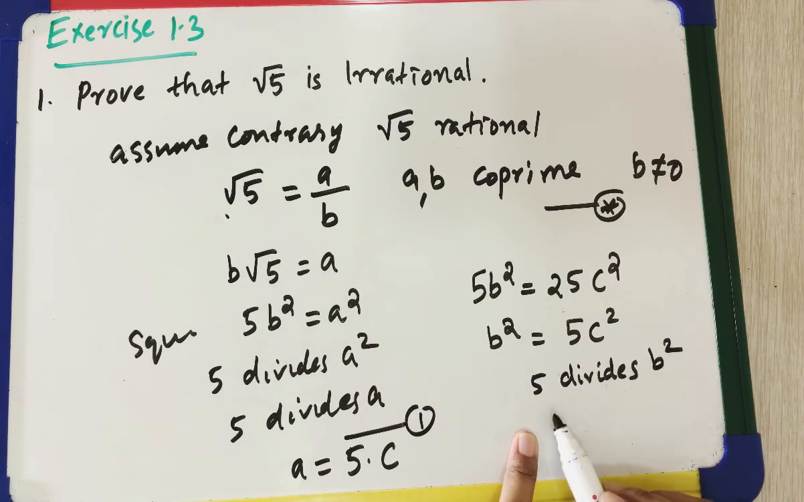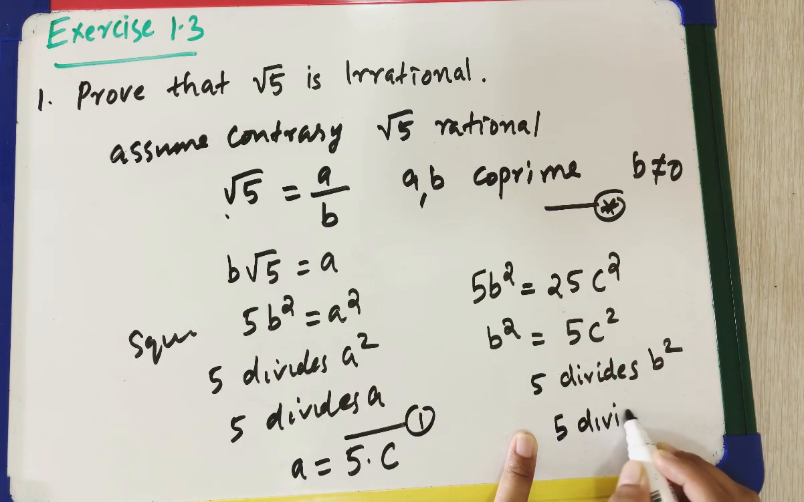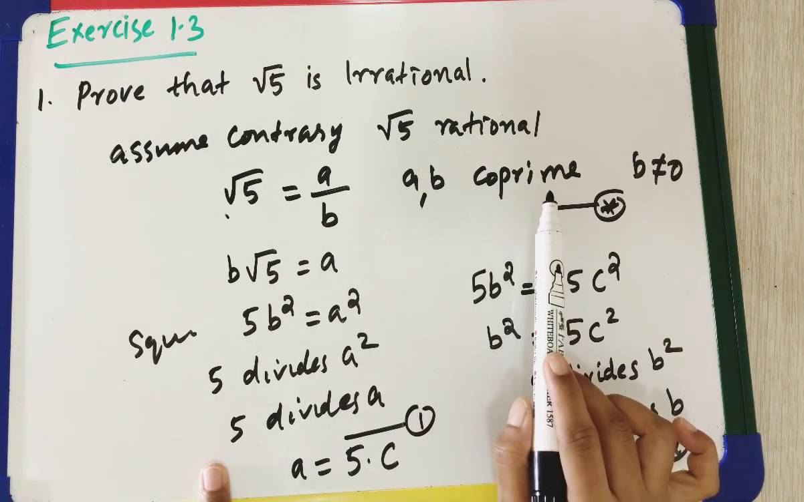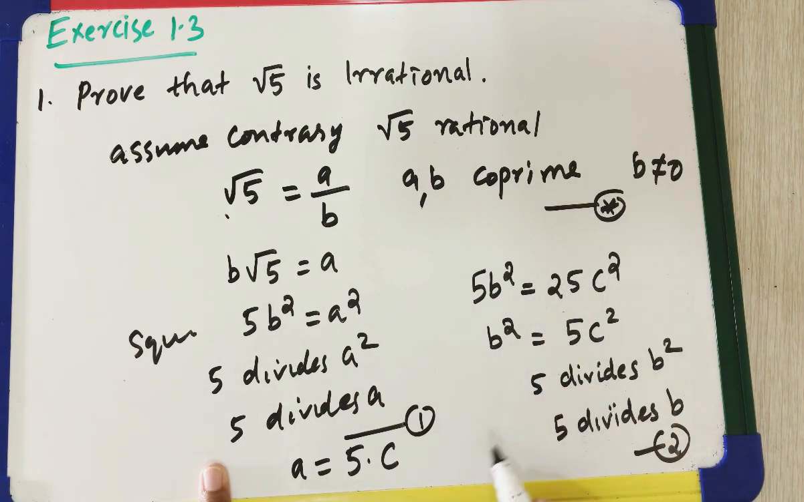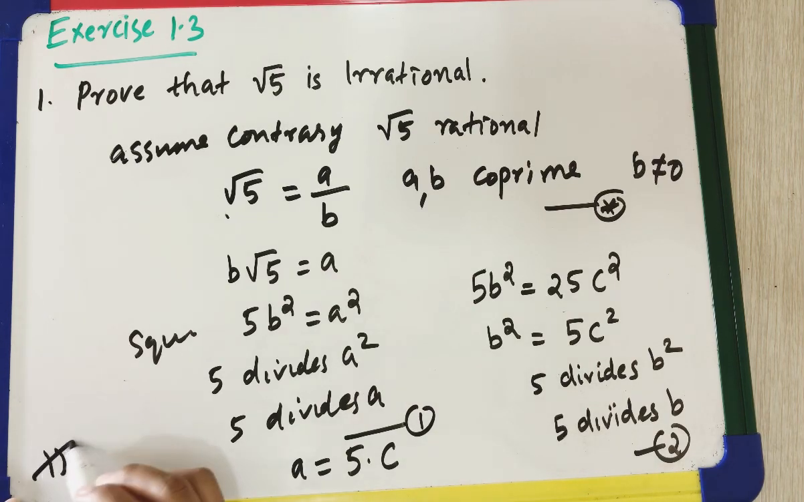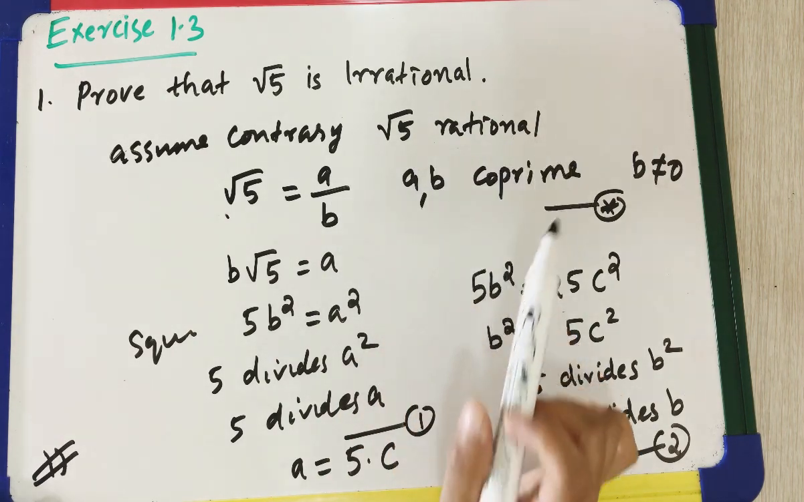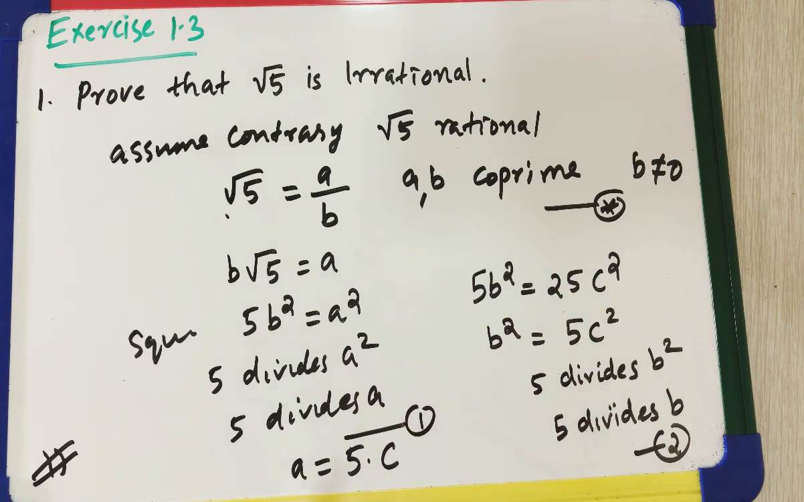Again, 5 is a prime and 5 divides b square. Implies 5 divides b by that theorem. Now, we get 5 divides a and 5 divides b. That is, 5 is a common factor of a and b. But a and b are coprime. The only common factor is 1. This is a contradiction to the fact that a and b are coprimes. This contradiction arises due to our false assumption that root 5 is rational. Therefore, root 5 is irrational.